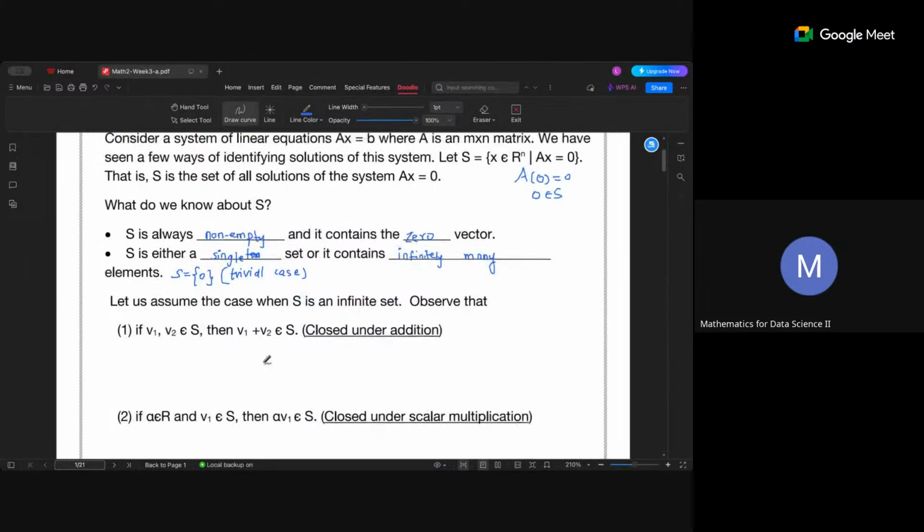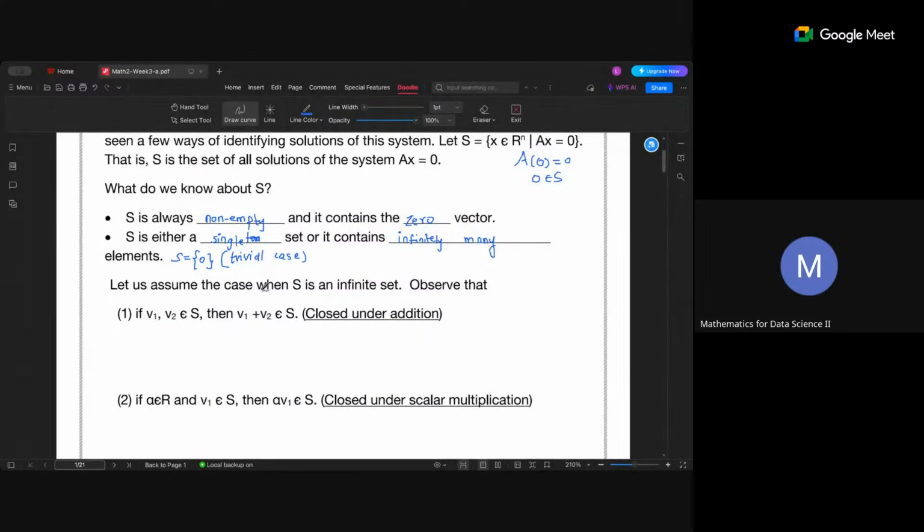Okay, fine. Now, what are the things we can see more about the set S? Let us assume the case when S is an infinite set, because the other case is not really interesting to understand these properties. So I'm going to consider the case where it is infinite. Suppose you have two different elements in S, then what can you say about the sum of these elements? They need not be different, they can be the same also. So you take any two elements in S, what can you say about the sum? Will it also be in S?